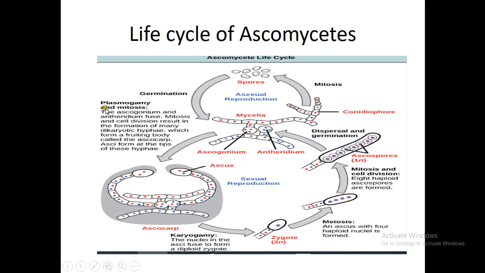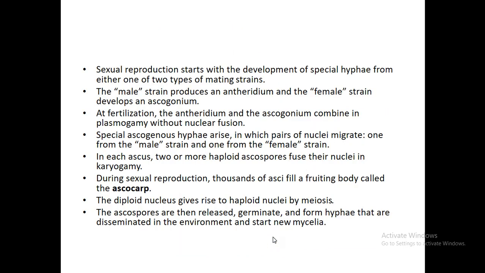So in plasmogamy and mitosis, the two mating strains come closer, and then they form another mycelia, a specialized mycelia known as ascocarp, and that contains the ascus, the fruiting body. Then it will undergo karyogamy, and then it will produce the zygote. Now this is for your convenience, so you can get a summary of this whole life cycle of ascomycetes.